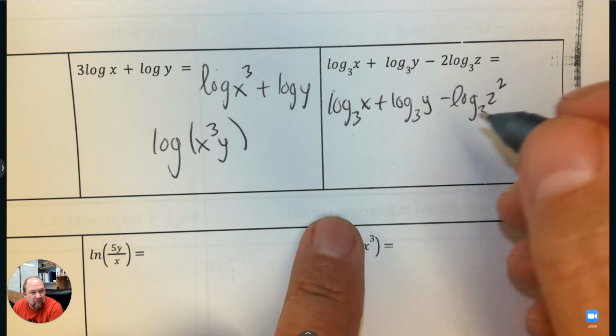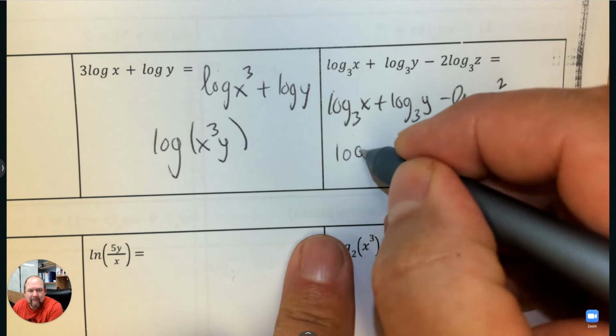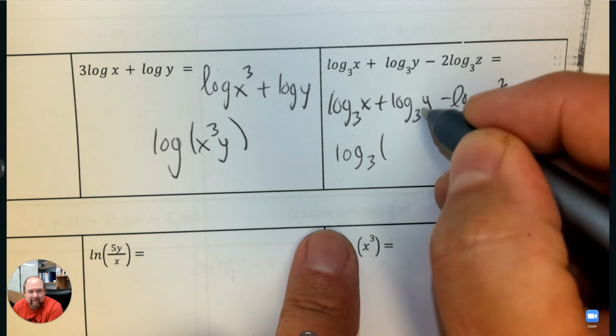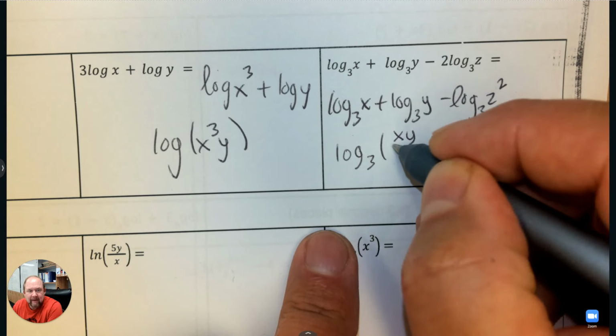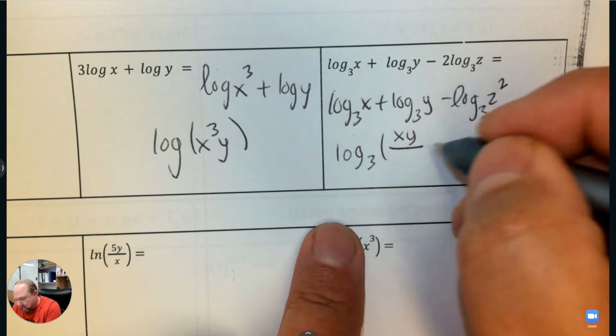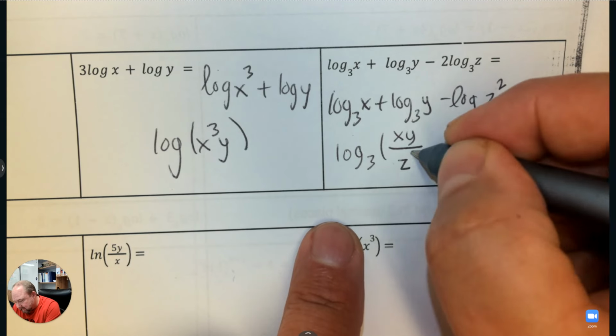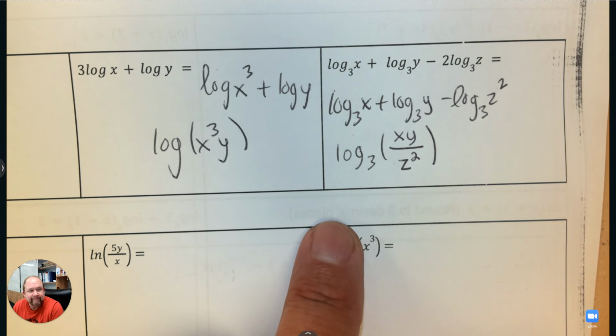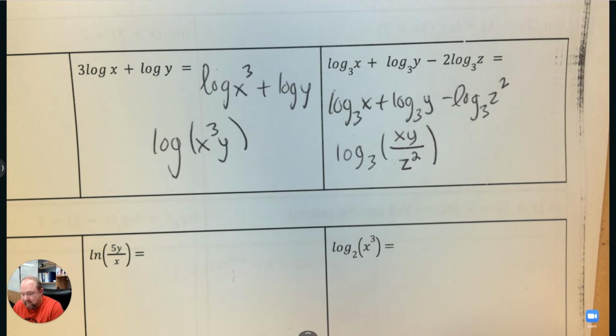My twos and z's look really similar, so I'm sorry. And then the base of 3, adding means you're going to multiply. And then dividing, or subtracting, means we're going to divide. See if I can make my 2 a little better. And that's what's called condensing, when we have multiple logarithms and we use properties to bring them into one.